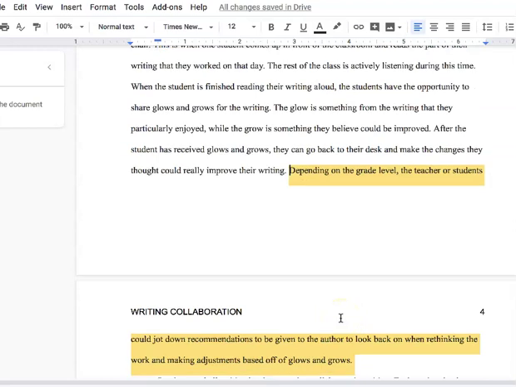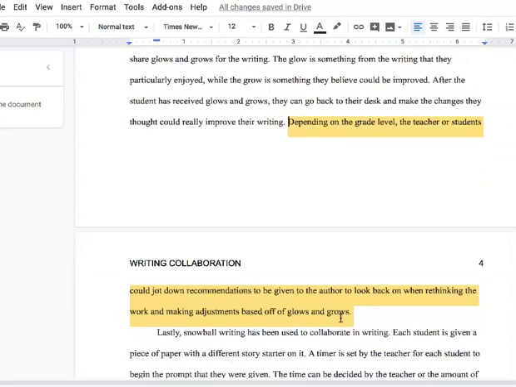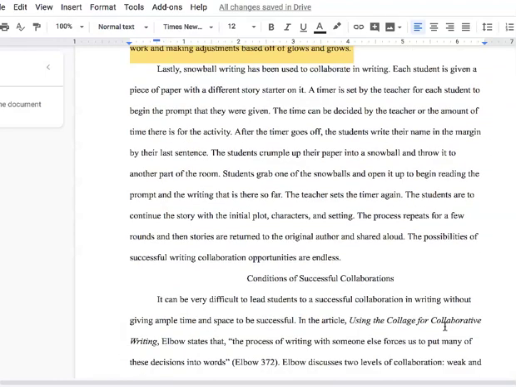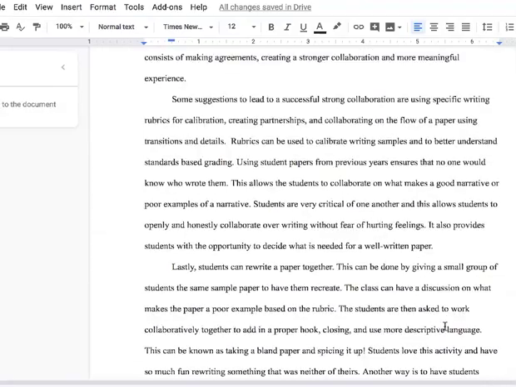For this sentence here, depending on the grade level, the teacher or students could jot down recommendations to be given to the author to look back on when rethinking the work and making adjustments based off of glows and grows. I think this is such a great addition to the author's chair. I love the idea of having the teacher or students write down the ideas so the student could reference them when they go back to their revisions. So great job with that feedback there.